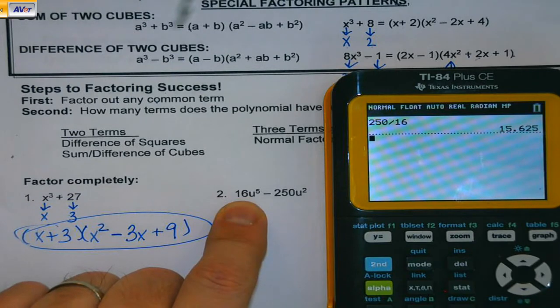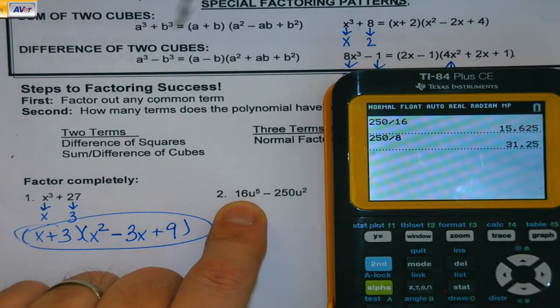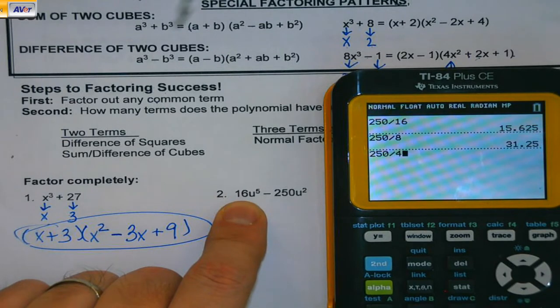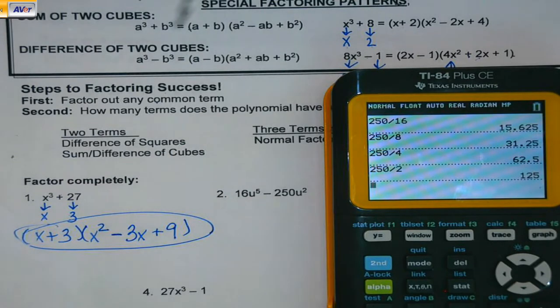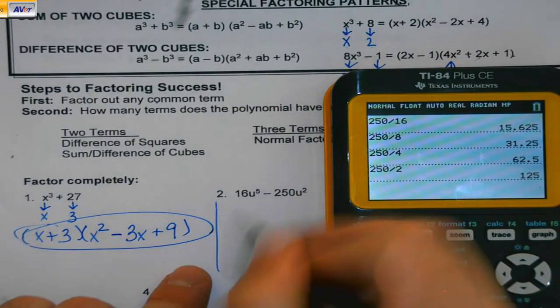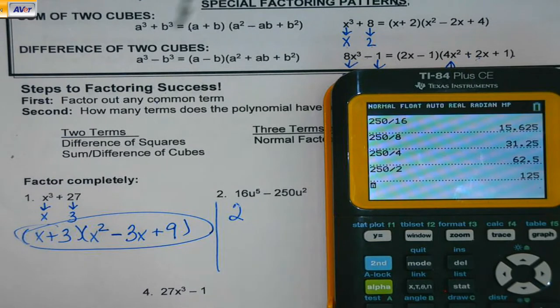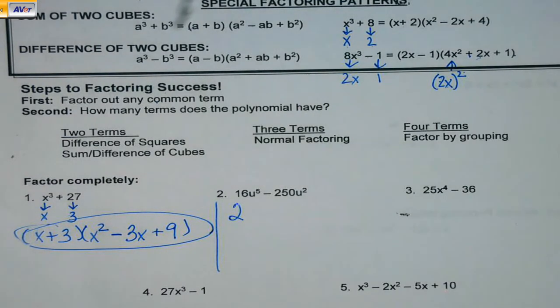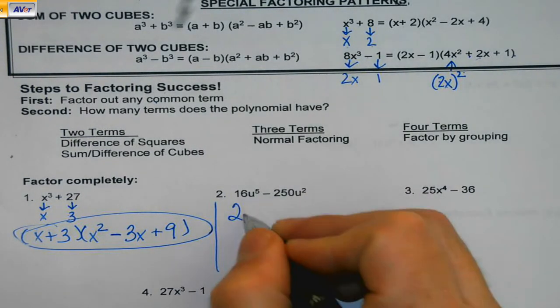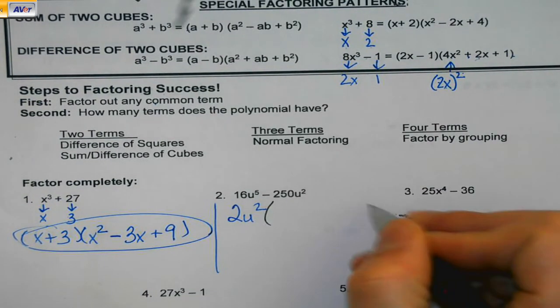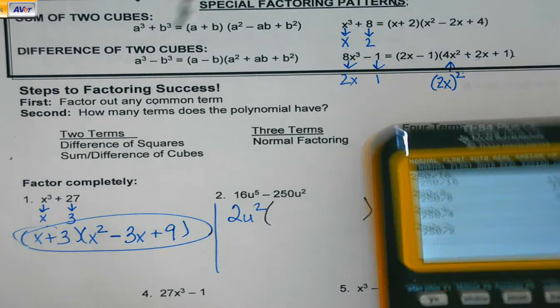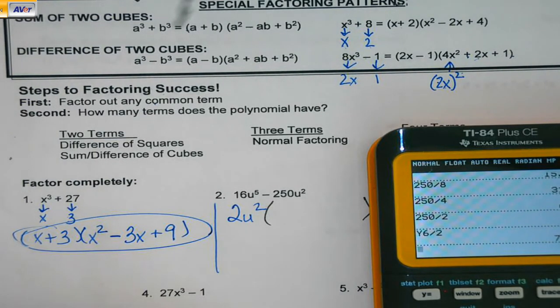What else goes into 16? 8 does. Does 8 go in? No. 4? No. 2? Okay, 2 does. So, I'm going to pull out a 2. I also notice they both have u's, but when we're looking at that, remember, it's always the smaller one I'm going to pull out. So I'm going to pull out 2u squared. So let's see what that leaves me with. 16 divided by 2 is 8.